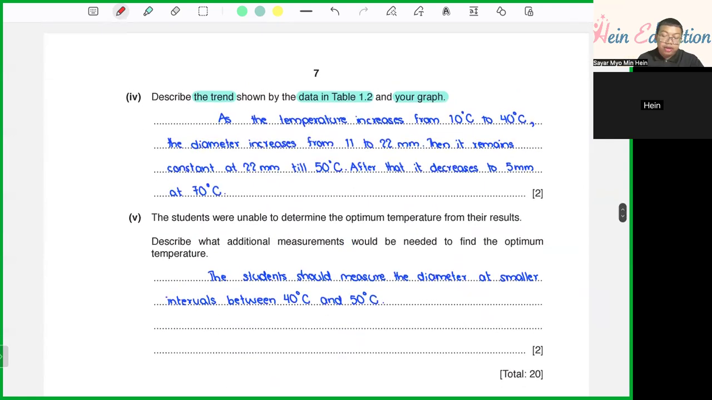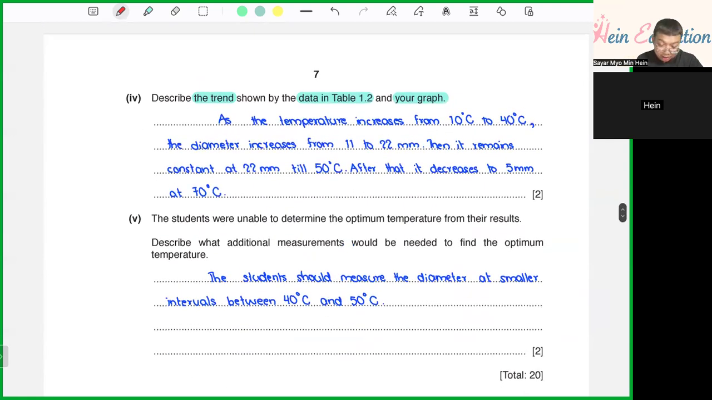And don't forget to use the data provided. This is just my sample answer. As the temperature increases from 10 degrees Celsius to 40 degrees Celsius, the diameter increases from 11 to 22 millimeters. Then it remains constant at 22 millimeters until 50 degrees Celsius. After that, it decreases to 5 millimeters at 70 degrees Celsius. That would be my sample answer.